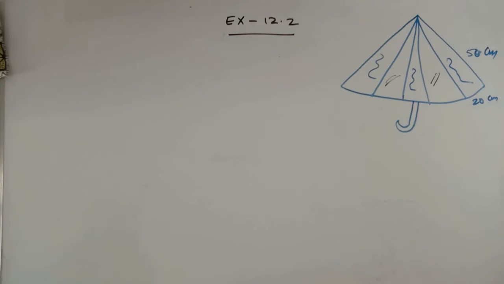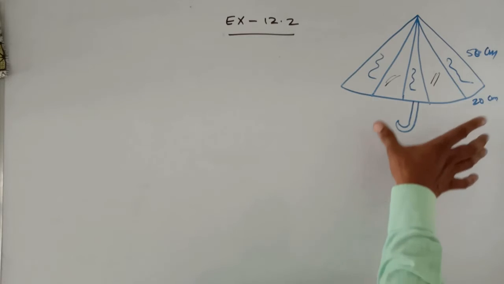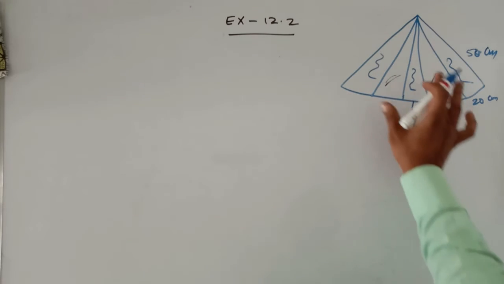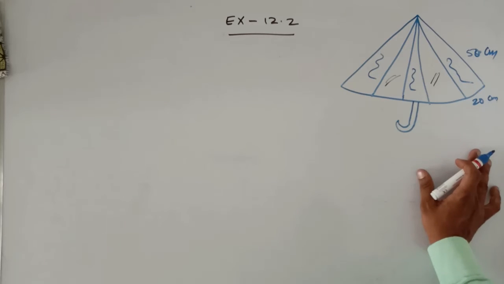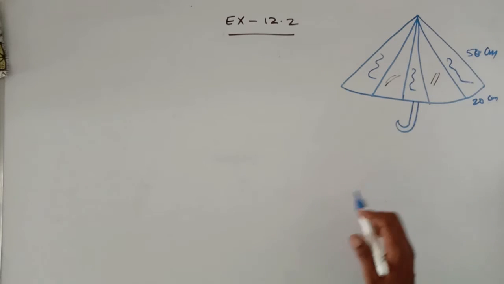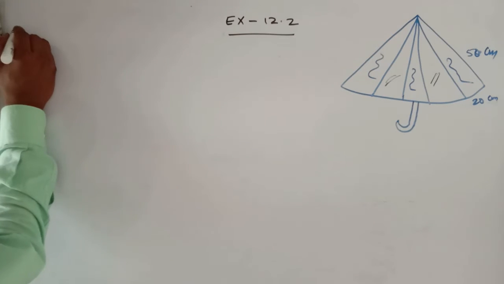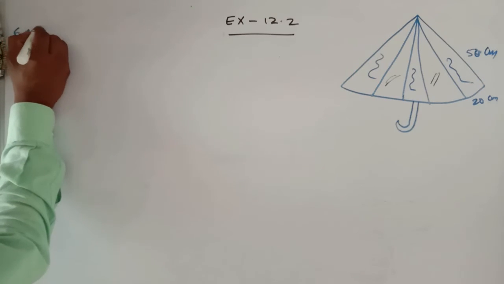Now I need to calculate the area, how much cloth of each color is required to prepare an umbrella. Here the umbrella has two types of cloth. How much of each cloth do I require? Here the lengths are given, 20 centimeters and 50 centimeters. I have to calculate the area of the cloth of the umbrella. So here is the sixth solution.